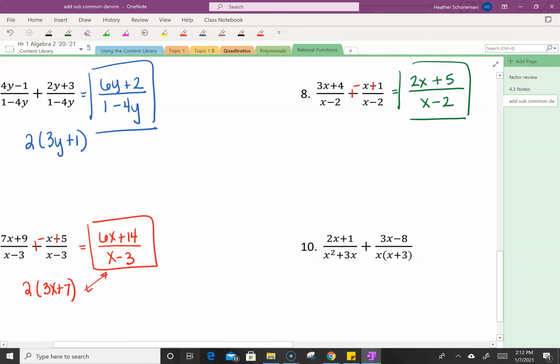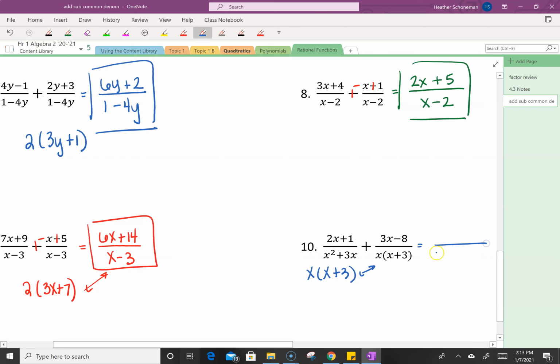Last but not least, we go to add them, but our denominators don't match this time. But to try and make them match or to look the same, we want to see if there's anything we can factor. The second one over here on the right is factored, but the one on the left we can factor. We can take out an x, and we're left with x plus 3. Oh, look at that. They actually are the same. They were just written differently.